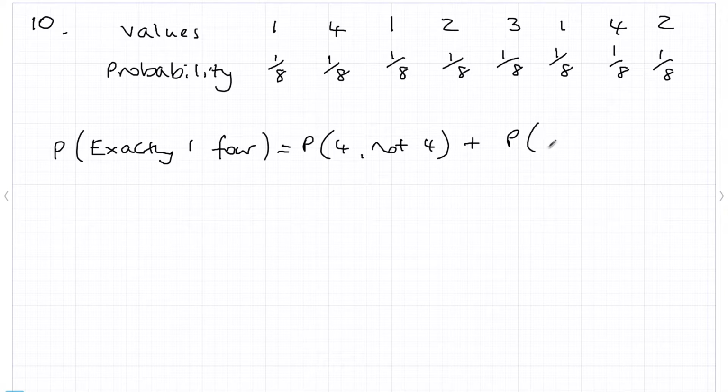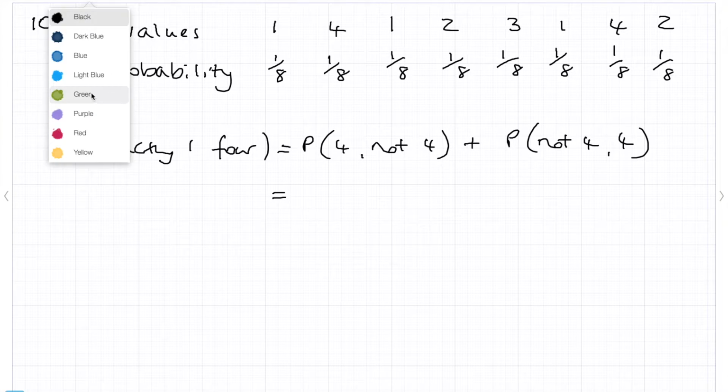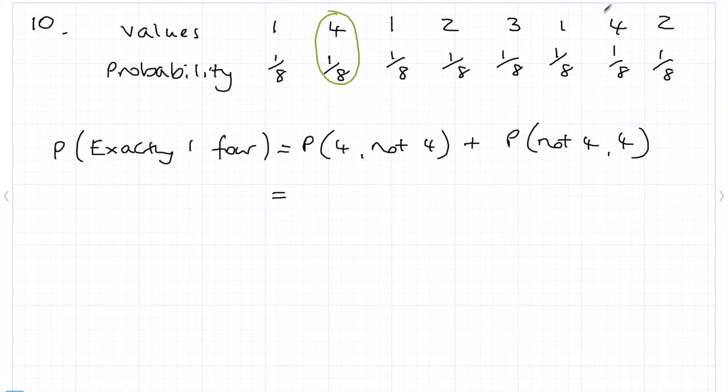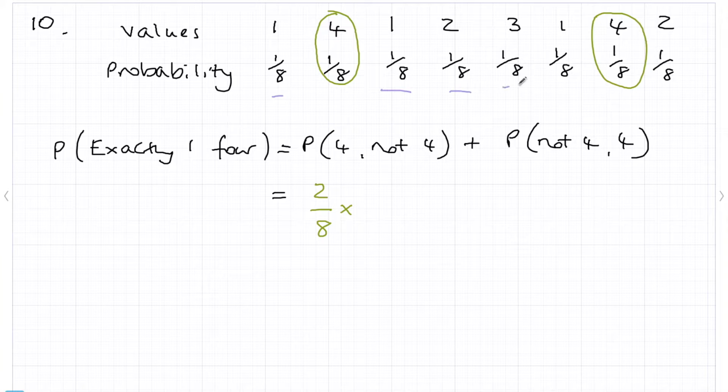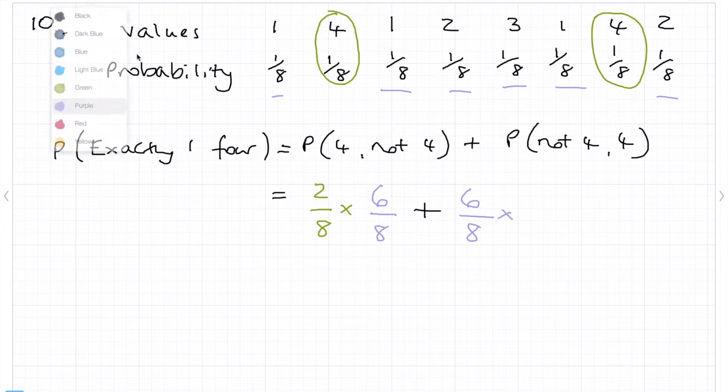So the probability of exactly one 4 is the probability of a 4 then not a 4, or the probability of not a 4 then a 4. So the probability of a 4 is 2/8. The probability of not a 4, there are 6 different possible options, 6/8.